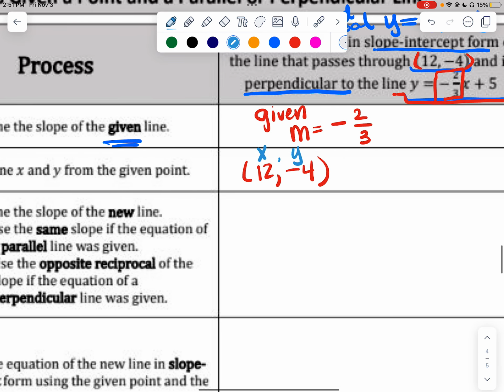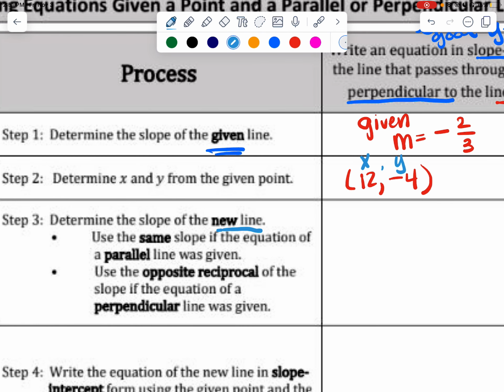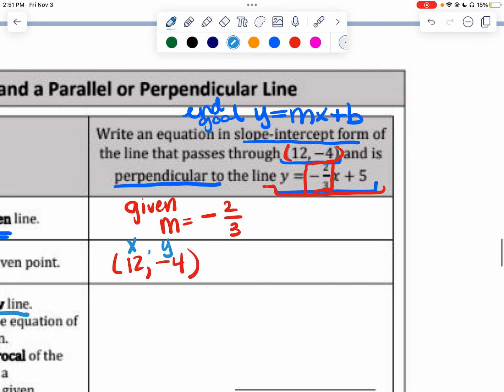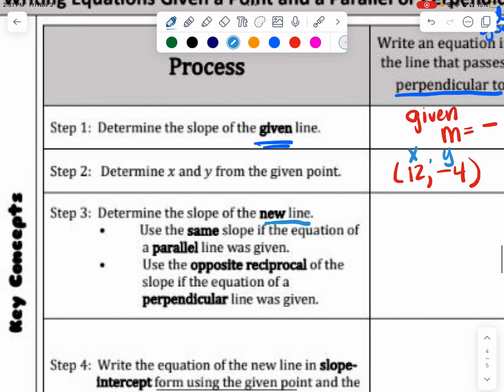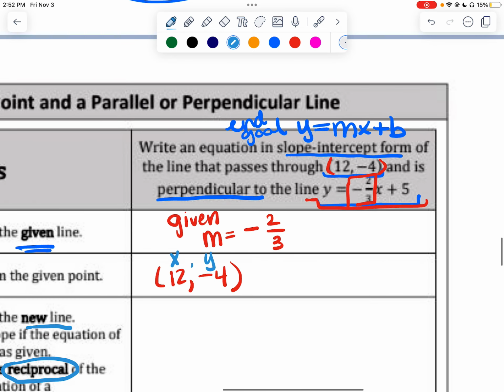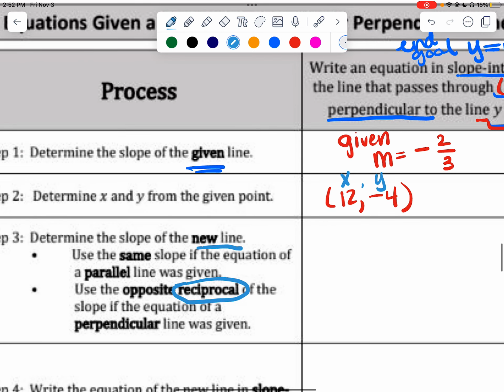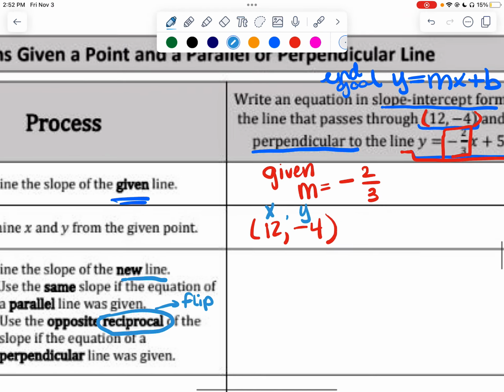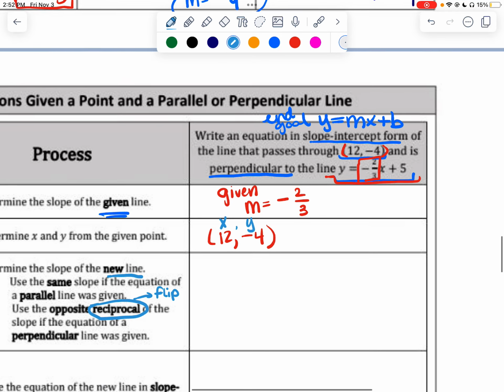Determine the slope of the new line. Use the same slope if the equation of a parallel line was given. Did they give us parallel? Nope. Use the opposite reciprocal of the slope if the equation of a perpendicular line was given. Yep, there it is, perpendicular. Now, opposite reciprocal is what we've been calling flipped. So that just means the number's flipped. Okay, and they do ask us right here for a perpendicular line.